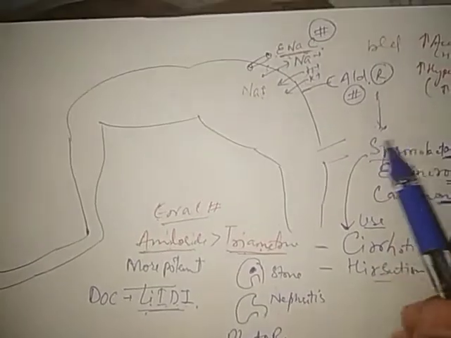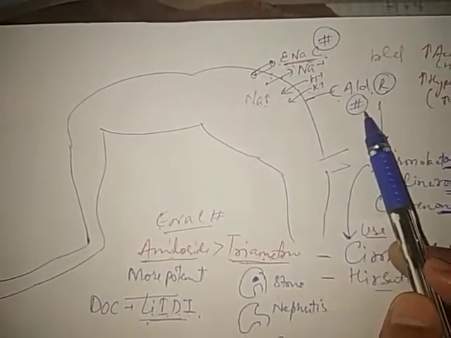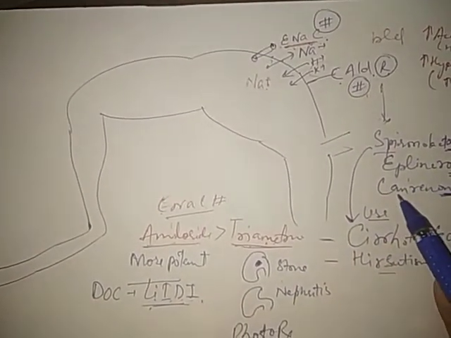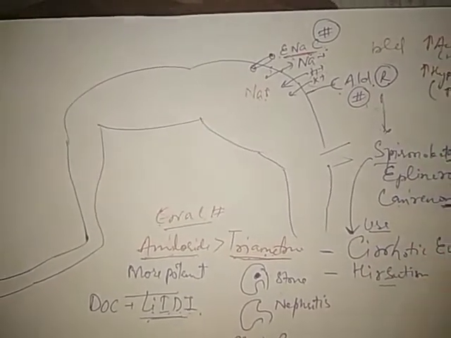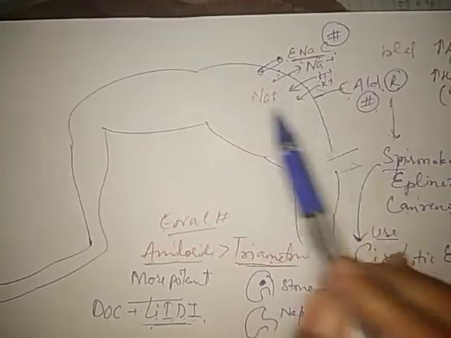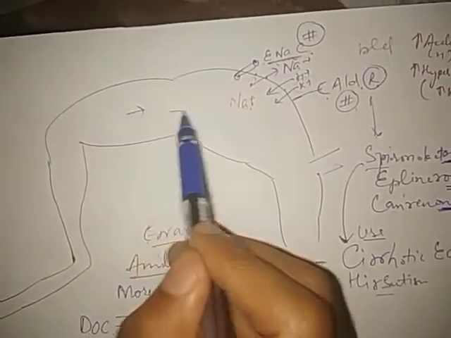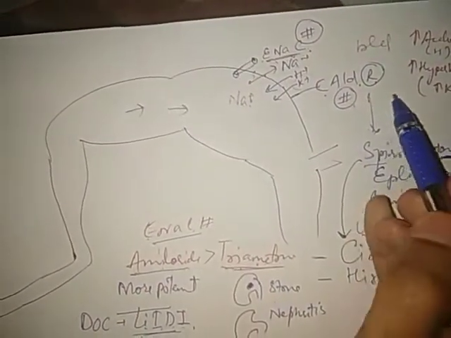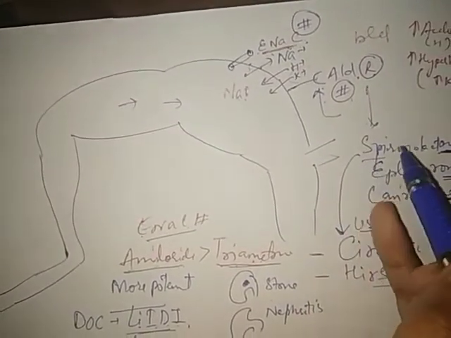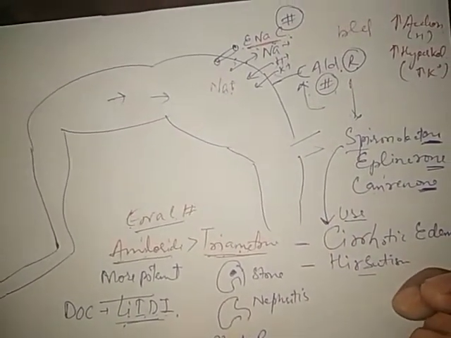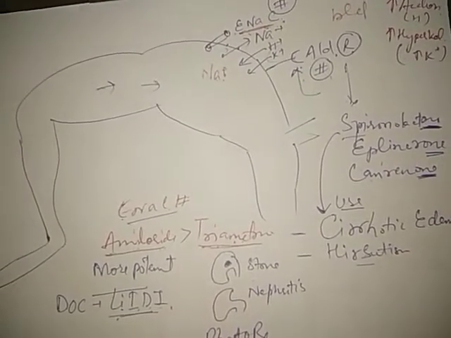I want to tell you one thing: aldosterone receptor blockers like spironolactone, eplerenone, and canrenone are the only diuretics which act from the interstitial side. All the rest of the diuretics act from the luminal side, but these are the only diuretics acting from the interstitial side and blocking the aldosterone receptors. Okay, this is an important point. Take it. We can make a note out of it. Okay.